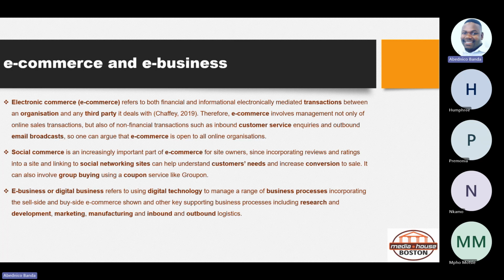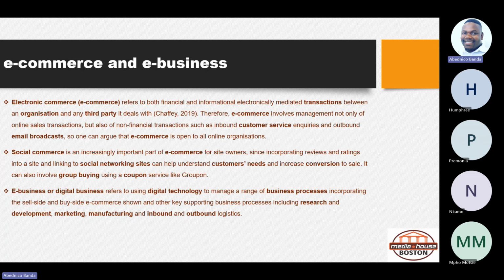Then of course we've got e-business. And there's a slight difference between e-business and e-commerce. So e-business, or digital business, refers to using technology to manage a range of business processes, incorporating the sell-side and buy-side e-commerce, and other key supporting business processes, including research and development, marketing, manufacturing, and inbound and outbound logistics. So for example, online tools like MailChimp can be regarded as digital businesses.